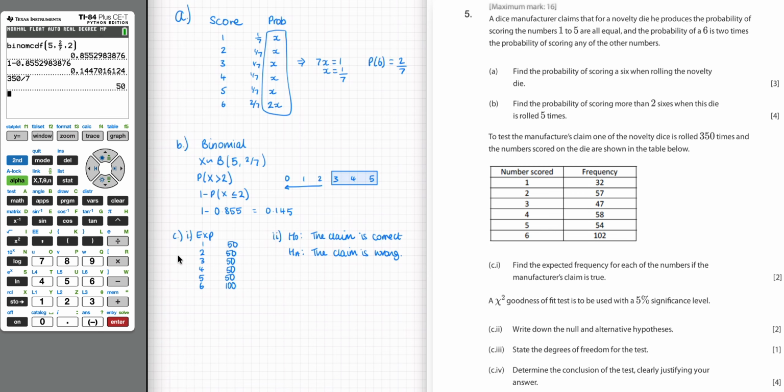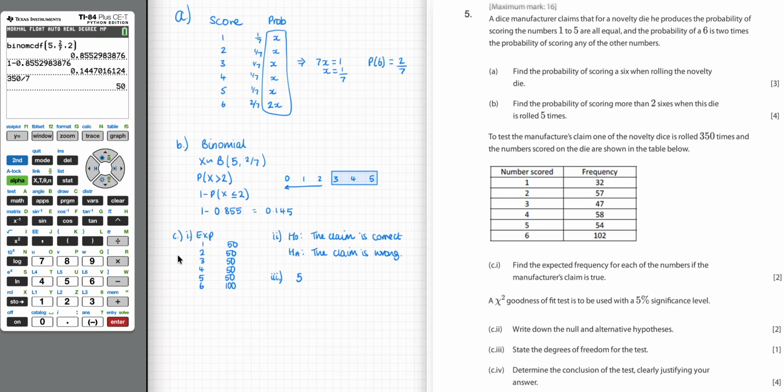Part C and then part 3 is then to state the number of degrees of freedom. So the degrees of freedom are 5. It's always 1 less than the data we have, and we have 1, 2, 3, 4, 5, 6 pieces of data, and therefore it is 1 minus that, which is 5.